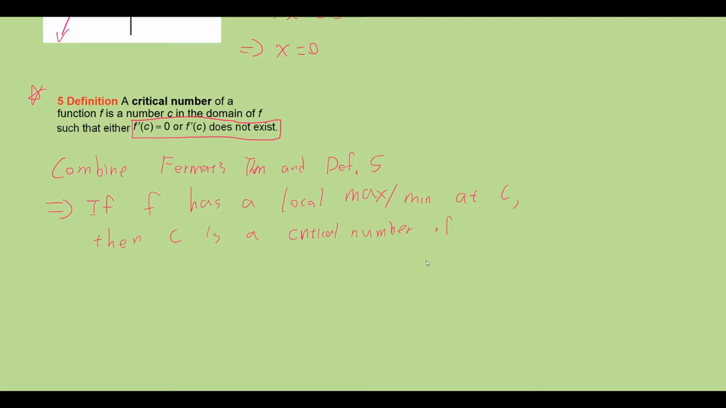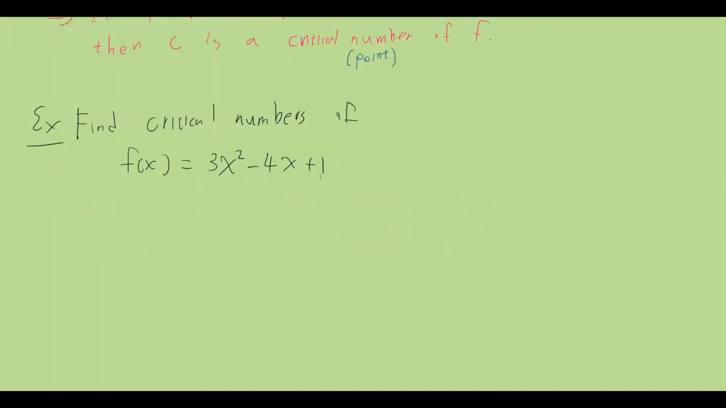of f. Now, sometimes instead of using critical number, some textbooks use the term critical point to explain this number. So they are the same thing. Critical number and critical points are the same thing. All right, so let's do a quick example.